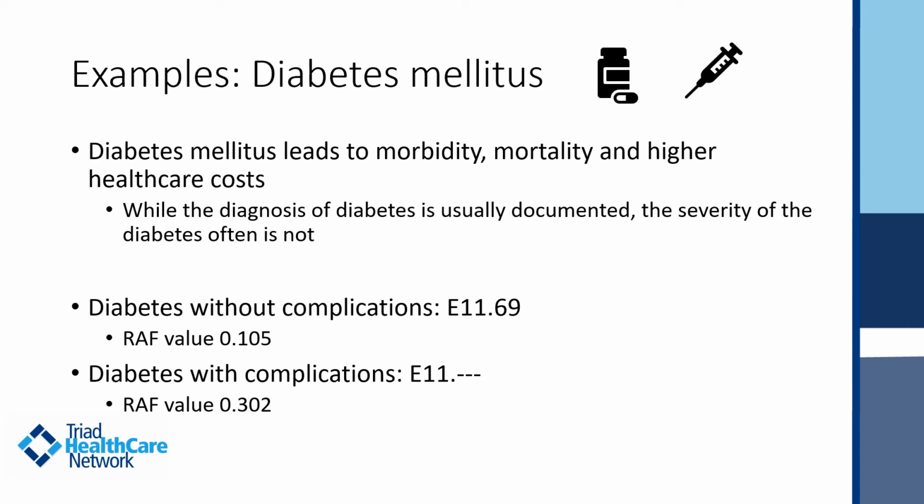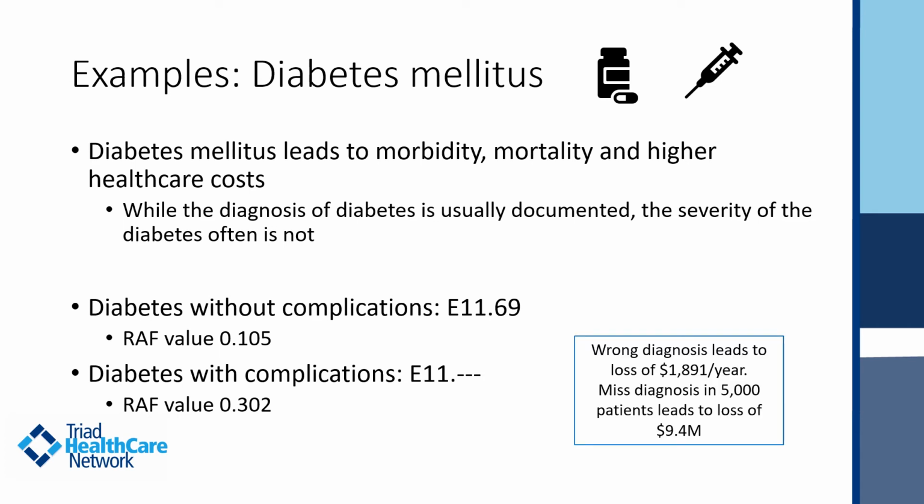So, diabetes without complications, ICD-10 code E11.69. This has a RAF value of 0.105. But diabetes with complications, which in the case of a regular type 2 diabetic is going to be E11, is going to be followed by either 2 or 3 other digits besides 69. And remarkably, the RAF value for these codes is 0.302. Now, a wrong diagnosis, if the patient actually has complications, say nephropathy or neuropathy or retinopathy, leads to a loss of almost $1,900 a year for that patient with diabetes.